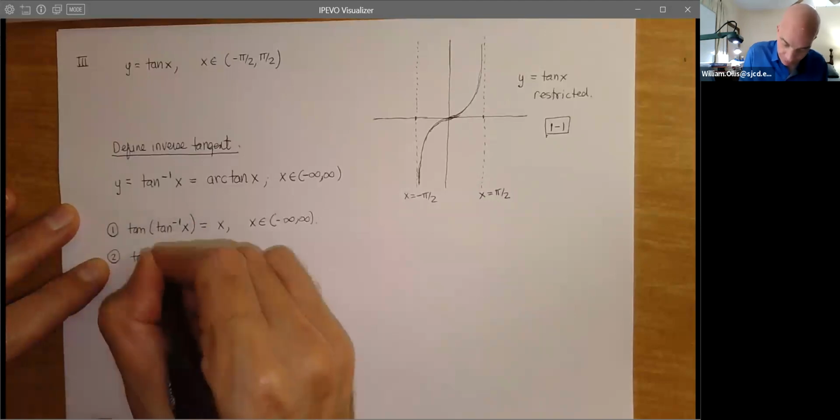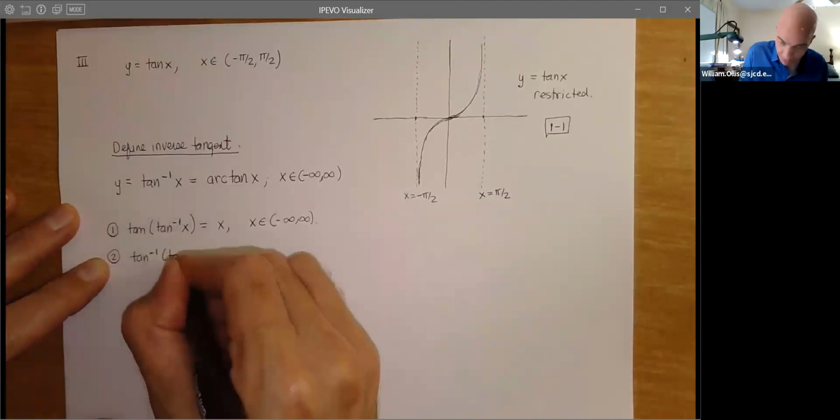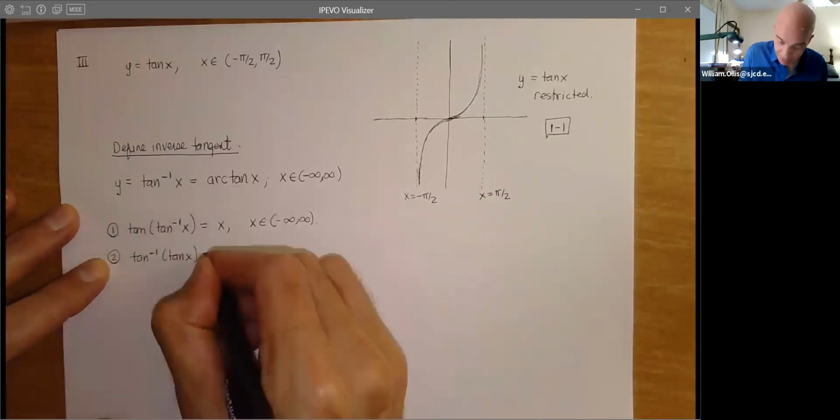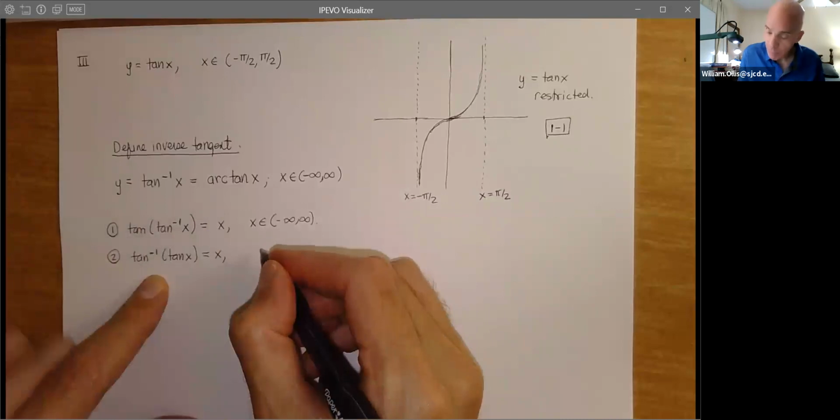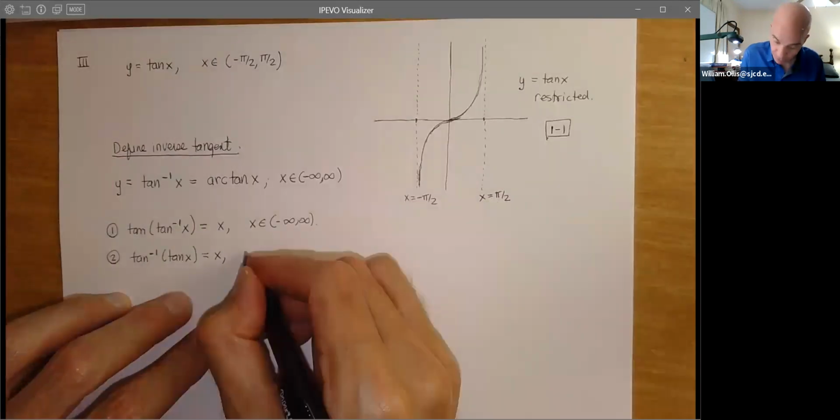inverse tangent of x will now be x as long as we obey the range of the inverse tangent, which will be between negative pi over 2 and pi over 2.